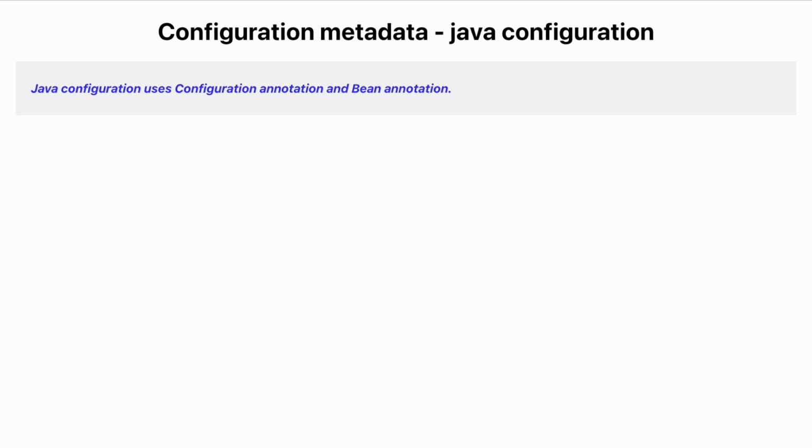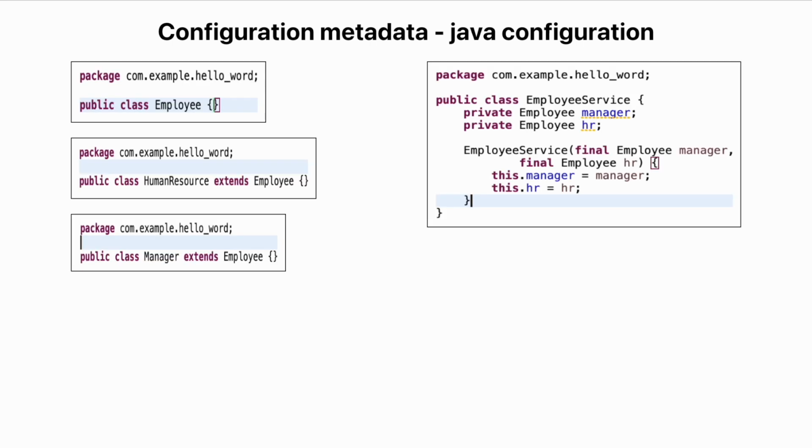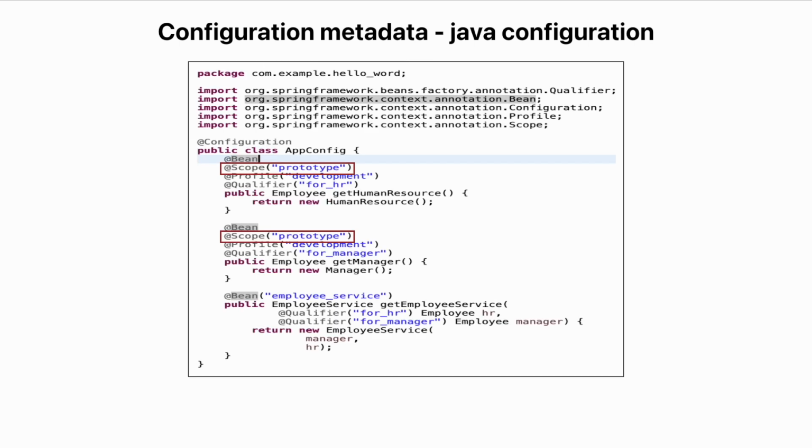Java configuration. Java configuration uses configuration annotation and bean annotation. Let's use the previous example and we will see how to create the same in Java configuration. We can remove all the annotations in the component and service classes: employee, human resource, manager, and employee service. Scope can be given using scope annotation and passing the necessary scope name.